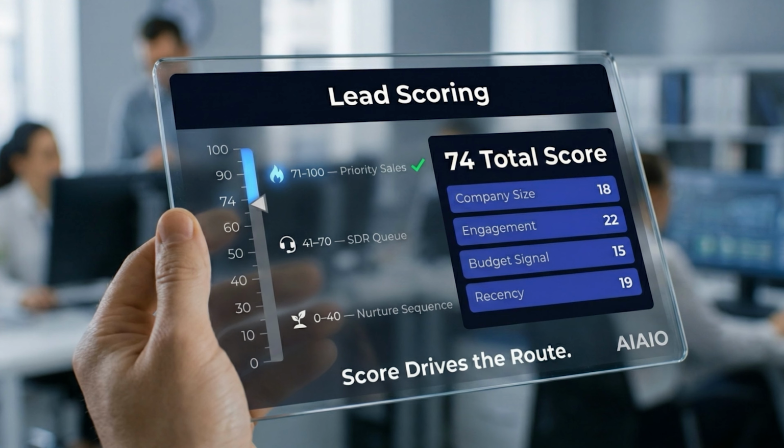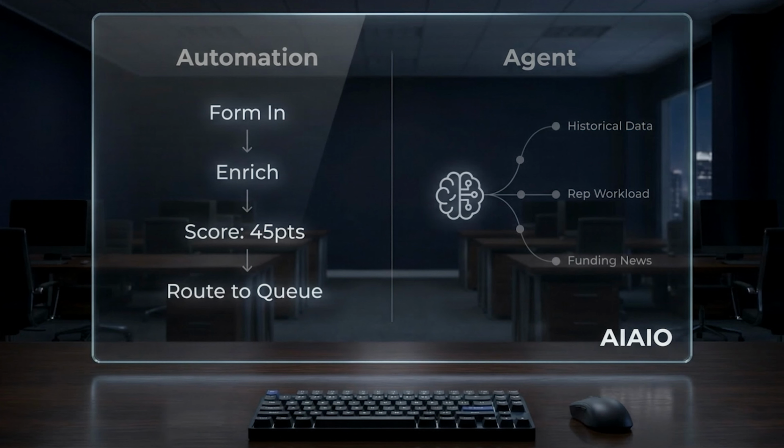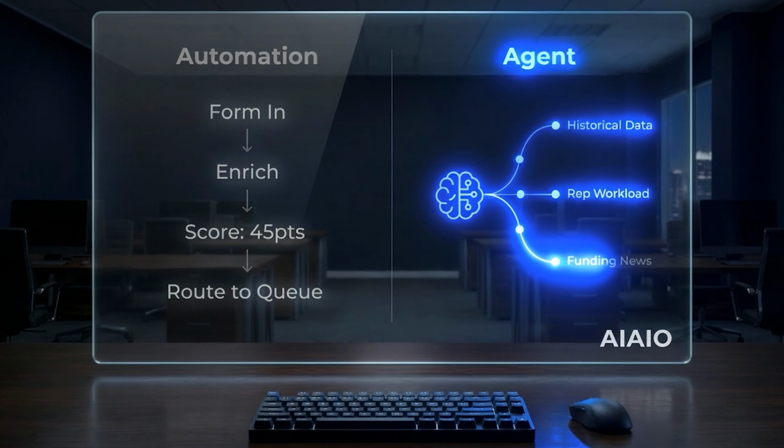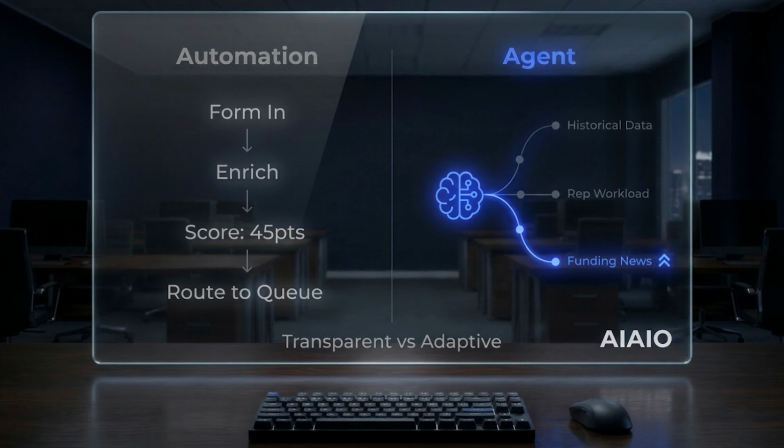Every rule is yours. You know exactly what's going to happen and why. Now, the agentic approach. Let's say the same lead comes in, but instead of a fixed scoring formula, the agent reviews the lead's information, checks it against your historical data on which leads actually converted, looks at the salesperson's current workload and expertise, and makes a judgment call on routing. It might notice that this lead's company just raised funding, something a fixed formula wouldn't account for, and bump the priority. More nuanced, more adaptive, but also harder to audit, harder to explain, and more expensive to run.